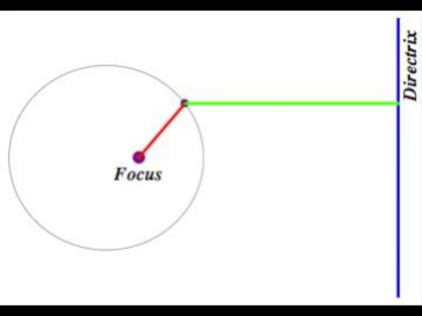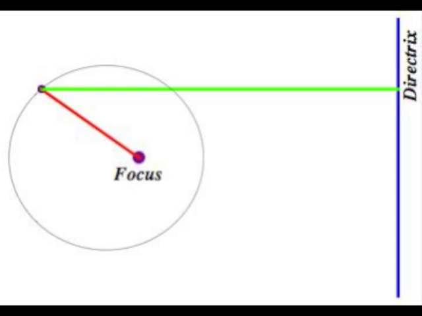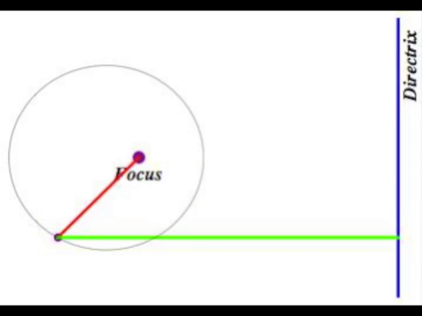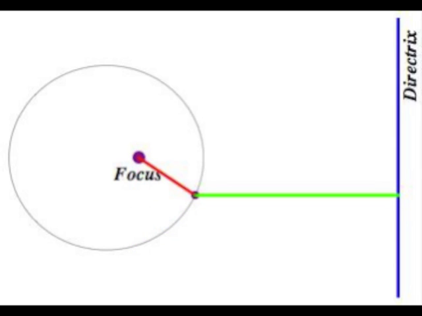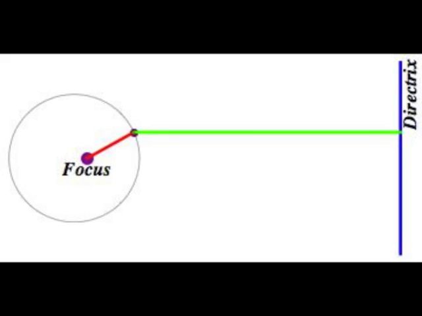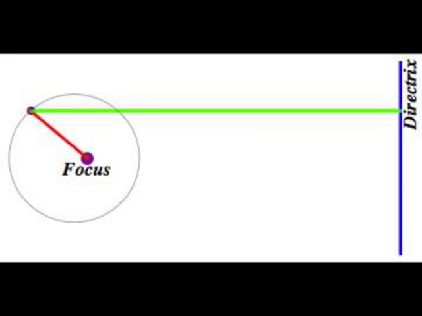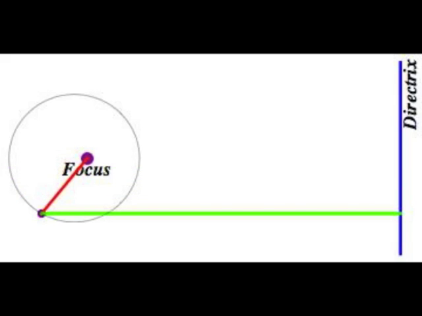Now, here we have an example of an ellipse with eccentricity 1/3. We can see how each green line is 3 times as long as the red line. Finally, here we have an example of an ellipse with eccentricity 1/5. We can see that the smaller the eccentricity is, the more circular the ellipse becomes.